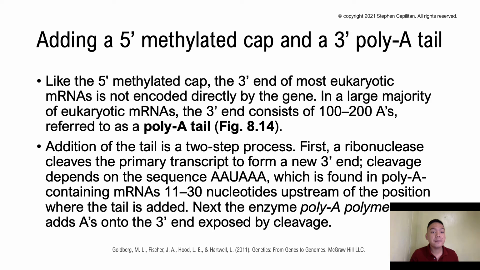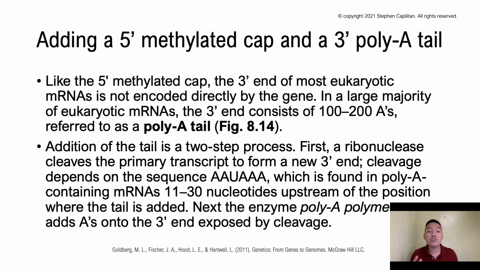So in this figure, figure 8.14, like the 5' methylated cap, the 3' end of most eukaryotic mRNAs is not encoded directly by the gene. In a large majority of eukaryotic mRNAs, the 3' end consists of 100 or 200 A's, and we refer to it as a poly A tail.